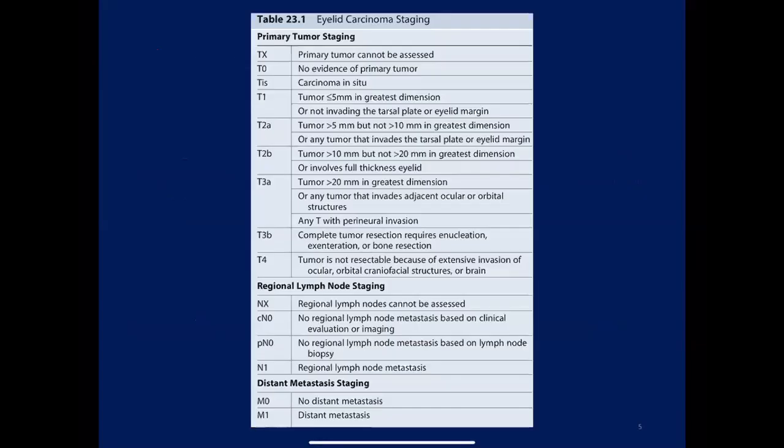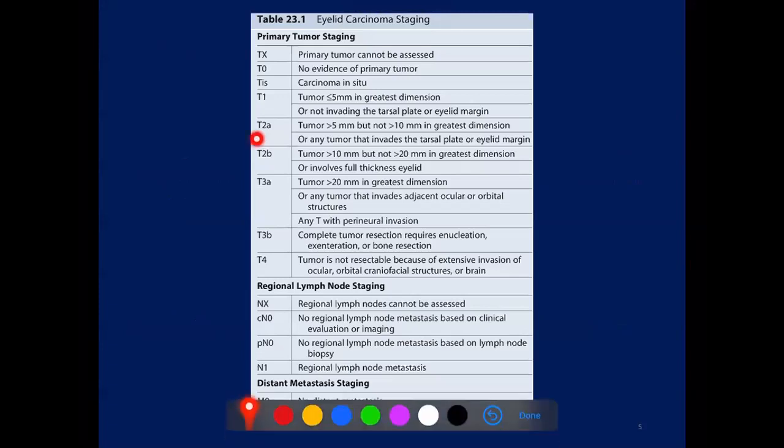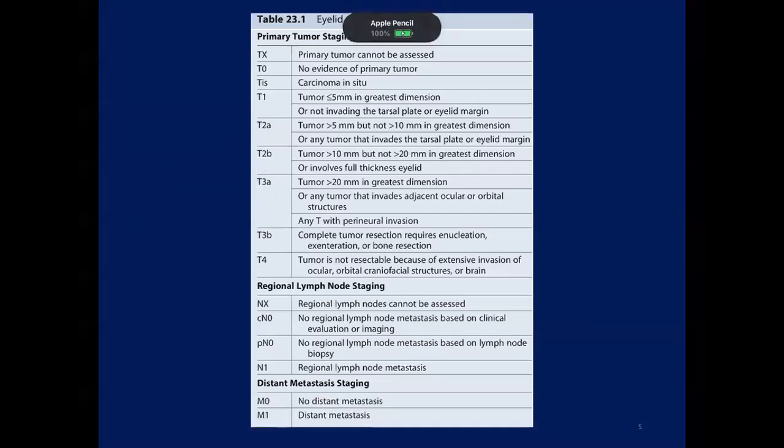This is a very important staging system, the American Joint Committee on Cancer, I think the 7th edition. We'll talk about that, but you should focus on this one and this one, because they give you some very important prognostic factors.